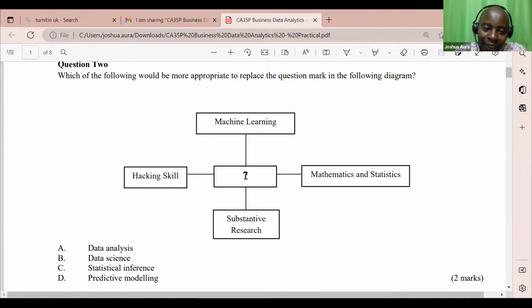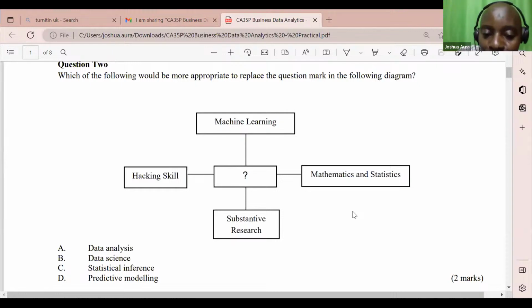Is that a description of data analysis? Is it a description of data science? Is it statistical inference, which is about statistics? So C, I'll eliminate C. Predictive, this one here, I can't see it very well. Predictive modeling, of course, I'd also mentioned something to do with predict. So it can't be. So it is between A and B.